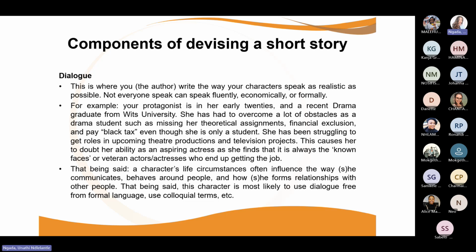So if you're writing a scene where there's a scuffle between two rugby players, obviously the language that you're going to use in that dialogue is not going to be formal language like, "How dare you? Such obscene behavior. This is unacceptable." No, because you're writing a scene that involves two rugby players getting into a scuffle. So this is why dialogue that is very realistic is very, very important.